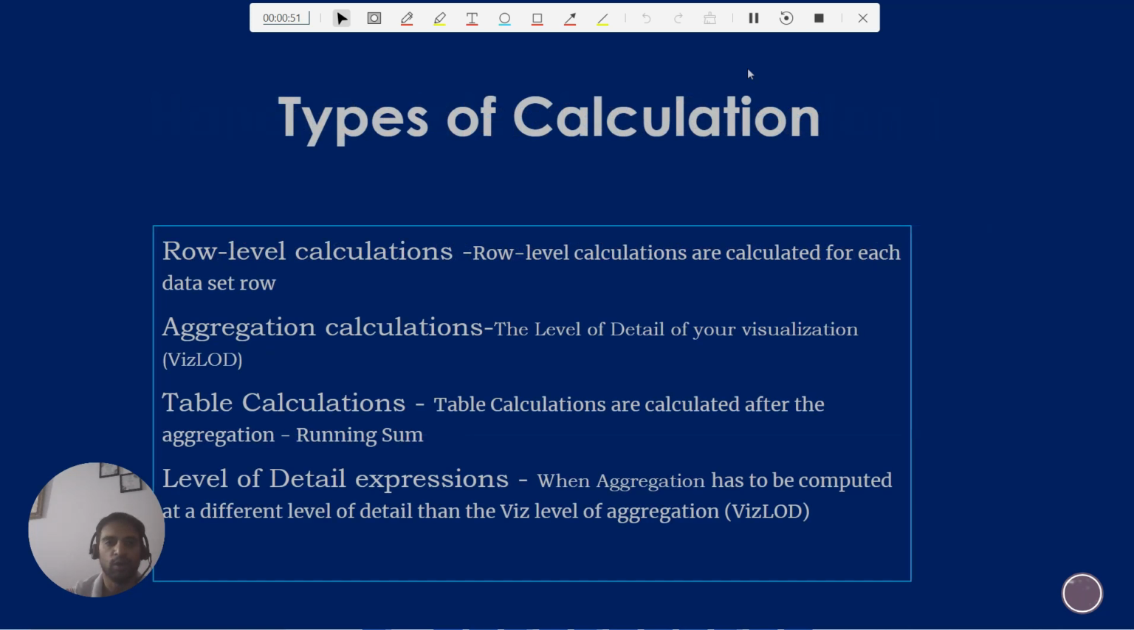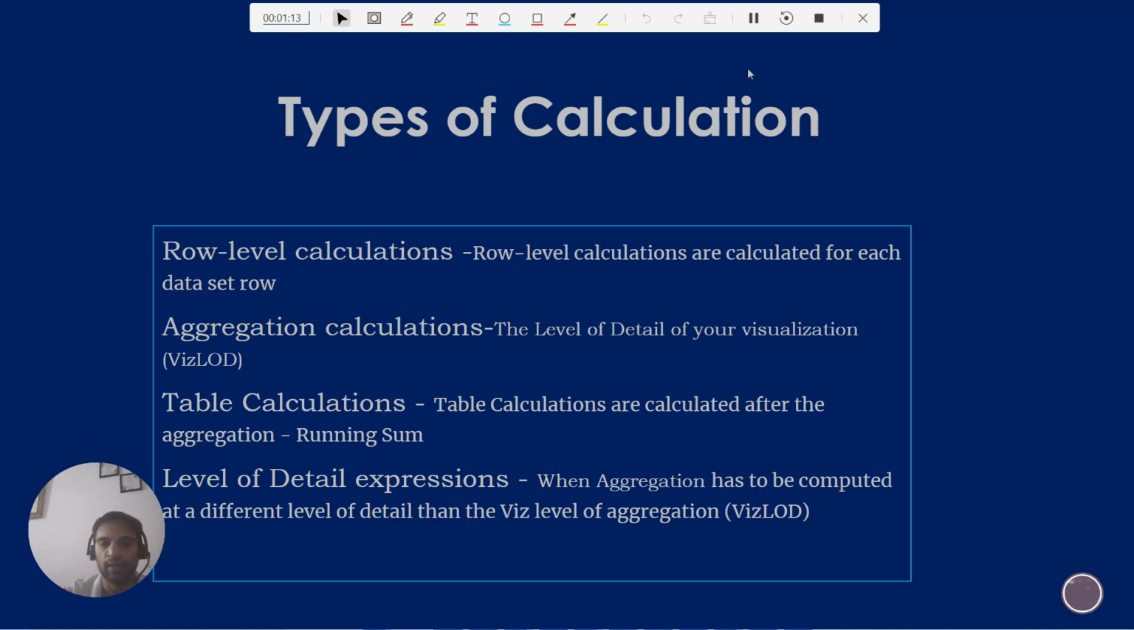So today we are going to talk about the types of calculation with hands-on example. We start with row level calculation. That is, row level calculations are calculated for each dataset row. Aggregate calculations are at the level of detail of your visualization. Table calculations are calculated after the aggregation, for example, running sum or the percent difference.